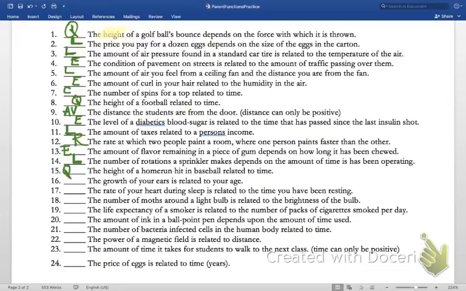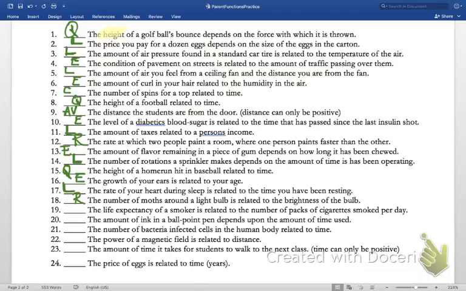The growth of your ears related to your age. I think that's kind of gross, but they say it happens. That is an exponential. Alright. Your heart rate when you're sleeping is an example of a linear function because it's supposed to be constant. Okay. The number of moths around a light bulb relating to the brightness of the bulb. That's actually irrational. That was a fun one to read about. So if you're interested in moths and light bulbs, you can Google it.